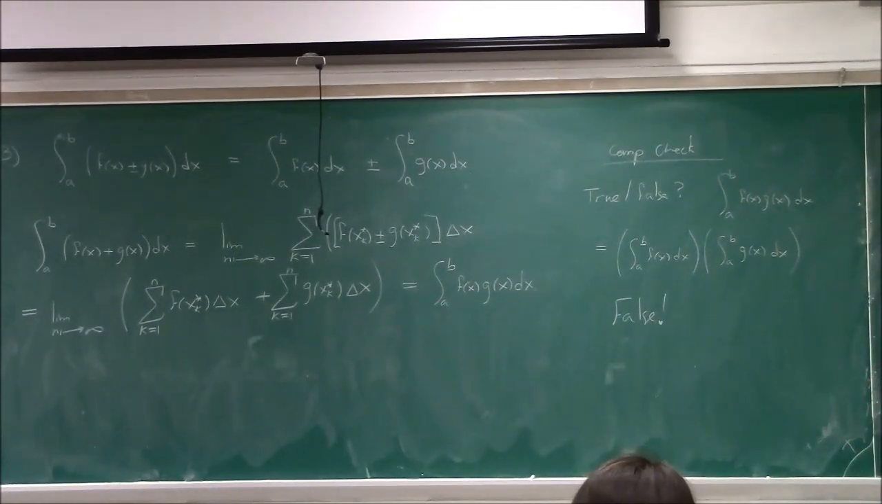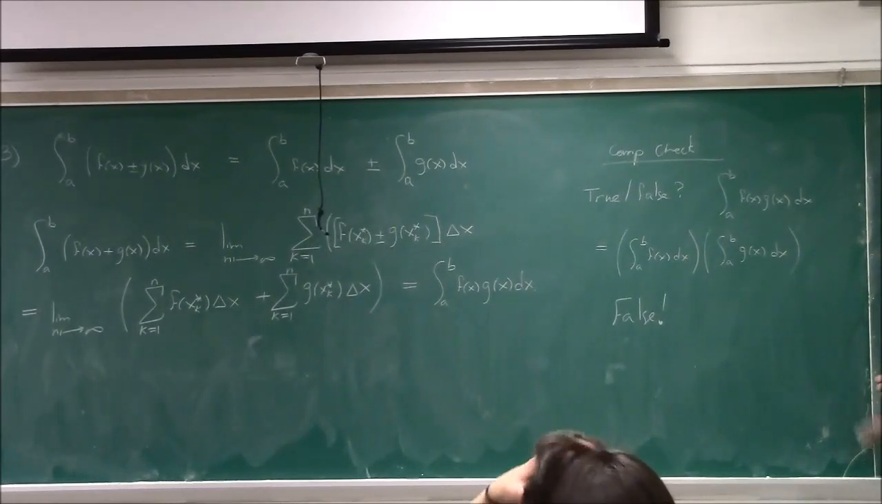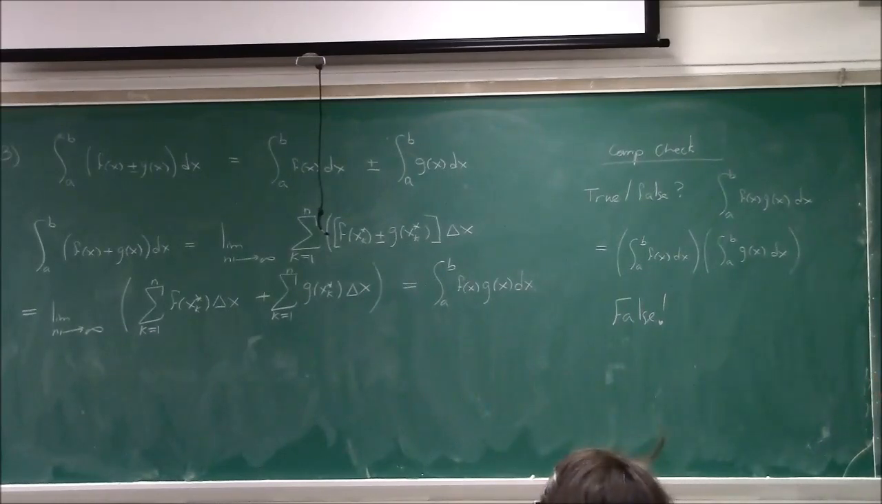So we know that I can break the integral into several integrals. Now notice we assumed here that a is smaller than b.